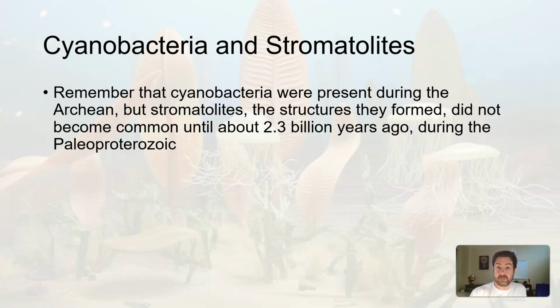Cyanobacteria were present back in the Archean. Those are the little photosynthetic bacteria. Stromatolites are the structures that they form. The actual living organisms are the cyanobacteria. Even though they existed in the Archean, they didn't become common until about 2.3 billion years ago, so into the Paleoproterozoic.